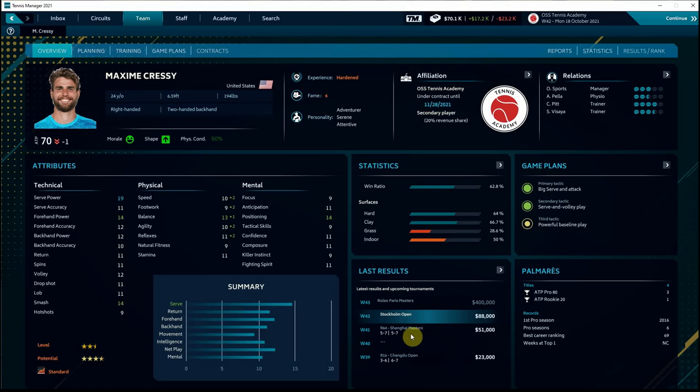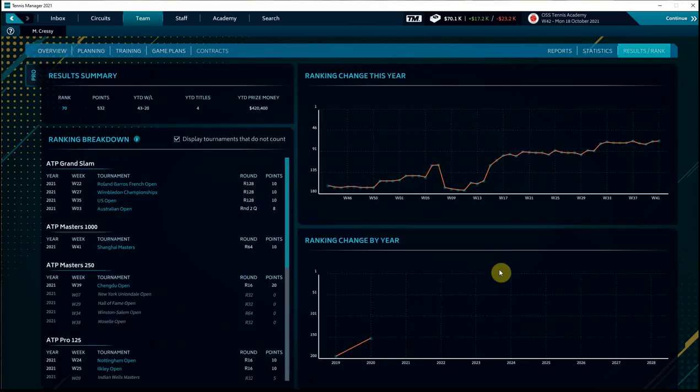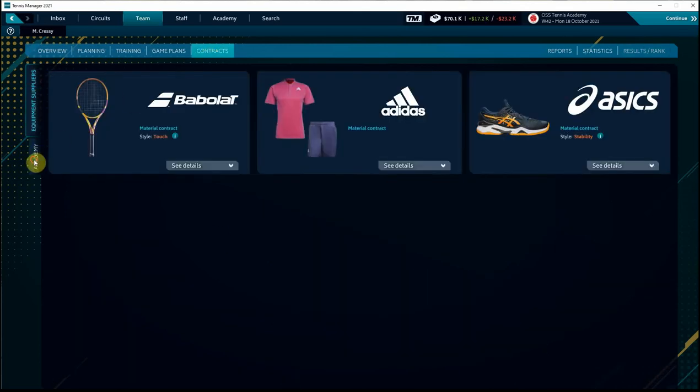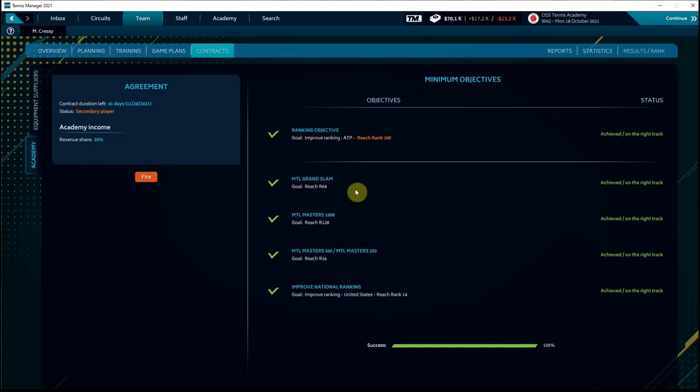Well, we did get bounced in our first match at the Shanghai Masters in the round of 64, but it was still positive for us to play in the tournament. You can see only 10 points as we lost our first match. But in terms of what we wanted to achieve this year with Maxime, getting into the Masters 1000 level event gives us 100% success rate in our goals.